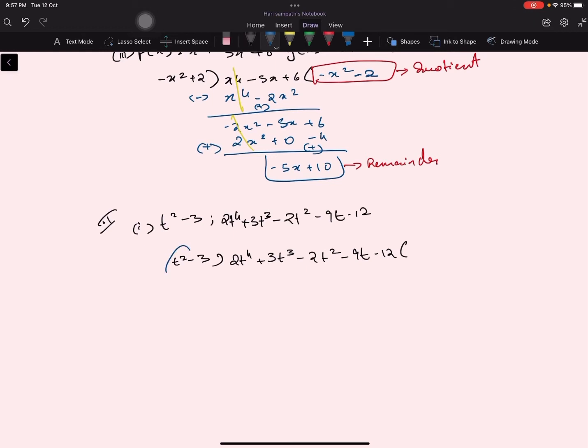So I'm going to be multiplying t square with 2t square again, in order to get 2t raised to the power of 4. I get 2t raised to the power of 4. We will not be getting a t cube, so it will be 0. And here it is minus 6t square. Let's subtract them. Here I get minus and here I get plus. So I'm going to cancel these two. I get 3t cube, and over here 4t square minus 9t.